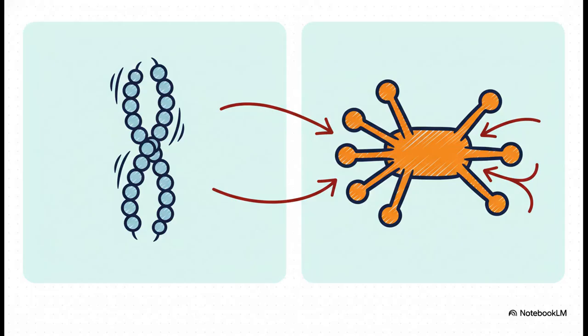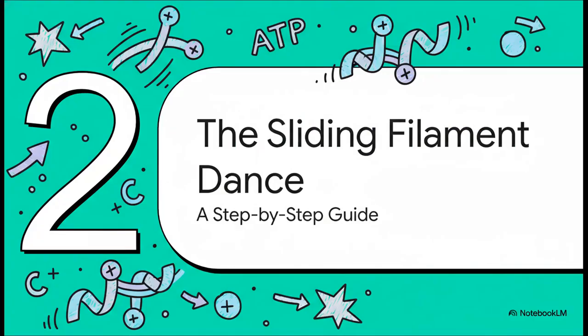Now, on this stage, we have two main characters. You've got the thin actin filaments. Think of these as the ropes or the tracks. And then you have the thick myosin filaments. These are our pullers, and they're covered in hundreds of tiny little heads that are about to do all the work. So, we've got our stage, we've got our characters, now it's time for the show.